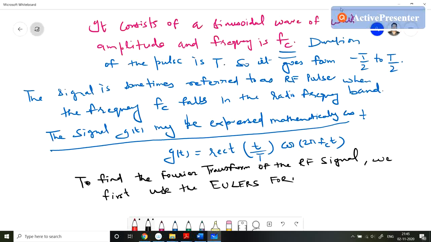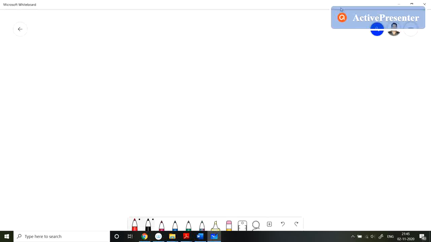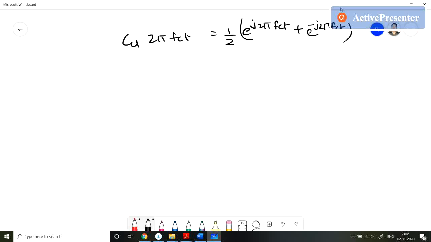That is Euler's formula. So what is Euler's formula? It is cos 2 pi fct, which we can write as 1 by 2 times e raised to the power j 2 pi fct plus e raised to the power minus j 2 pi fct. So this is Euler's formula.